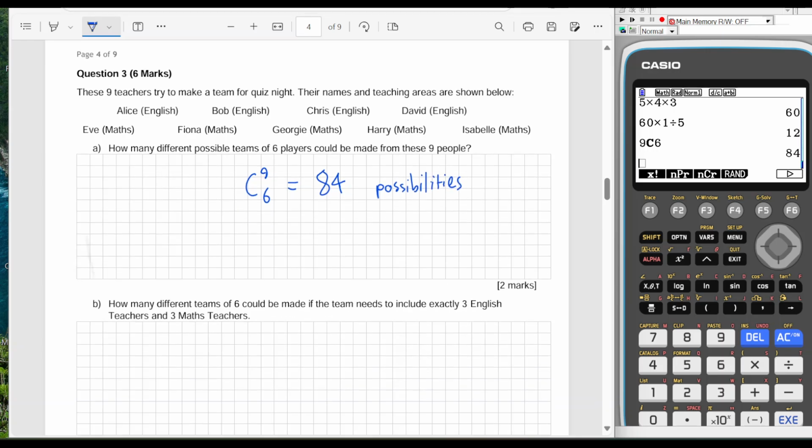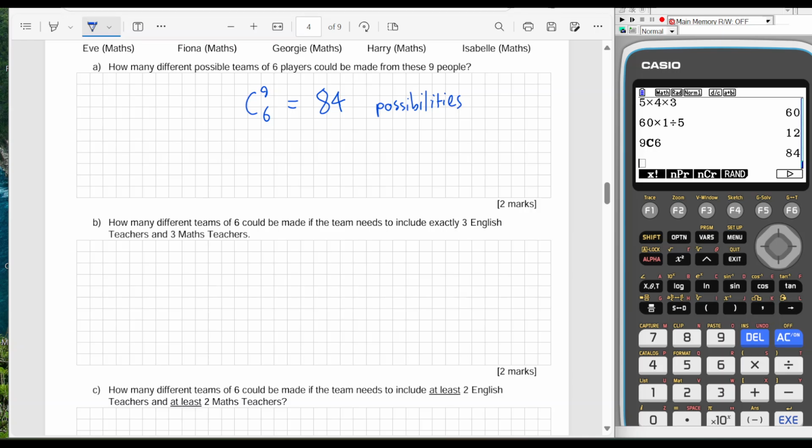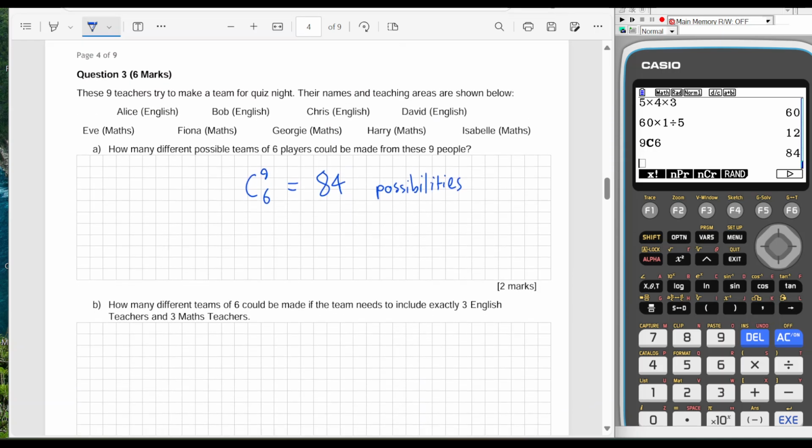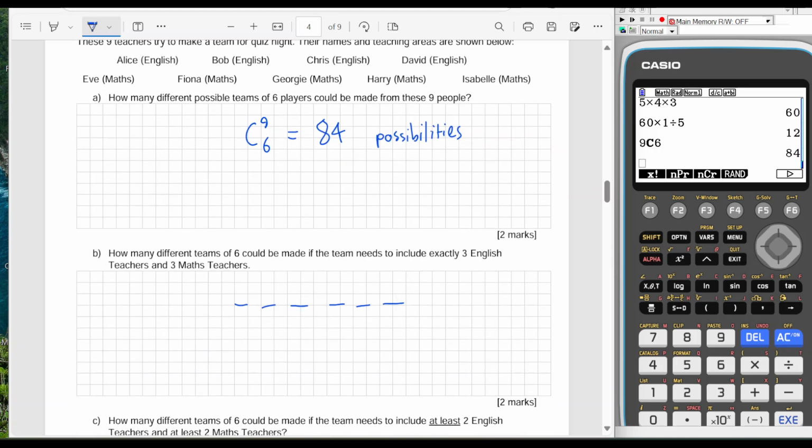Okay. Now, if it needs 3 English teachers and 3 maths teachers. So this is a team of 6. 1, 2, 3, 4, 5, 6. Now, whenever you make a team like this, there's no order in the team. There's just 6 people thrown in together, so it doesn't matter what order. I'm going to put the English teachers first, and then I'm going to put the maths teachers.